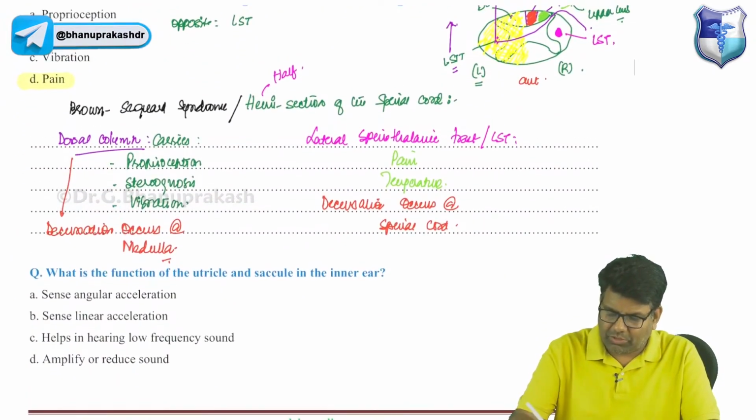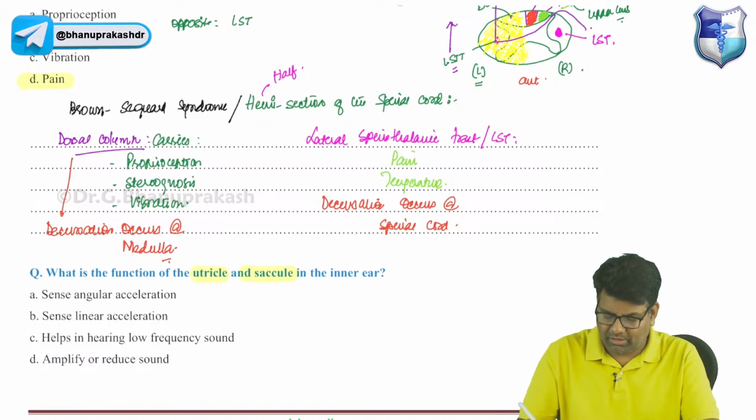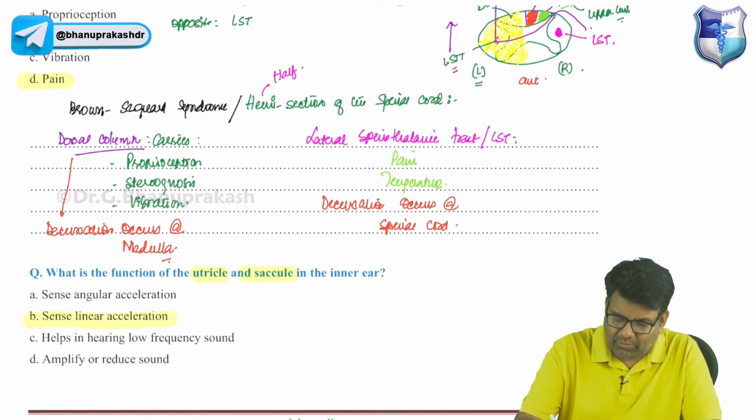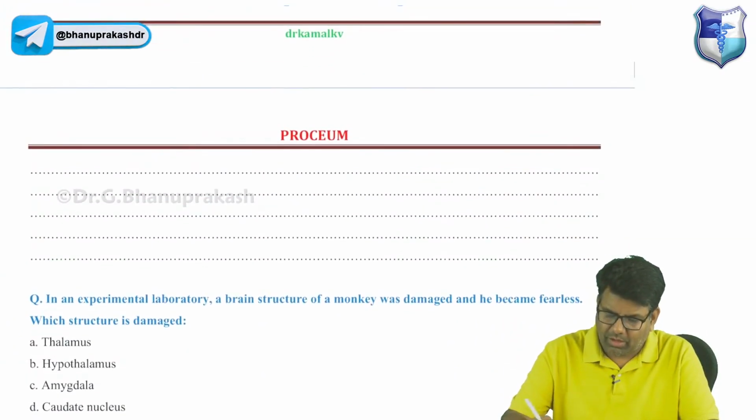Anyway, next question. Utricle and saccule in the inner ear. Yes, many of you have already answered that. It is linear acceleration, and for angular acceleration, this is semicircular canals. Perfect.